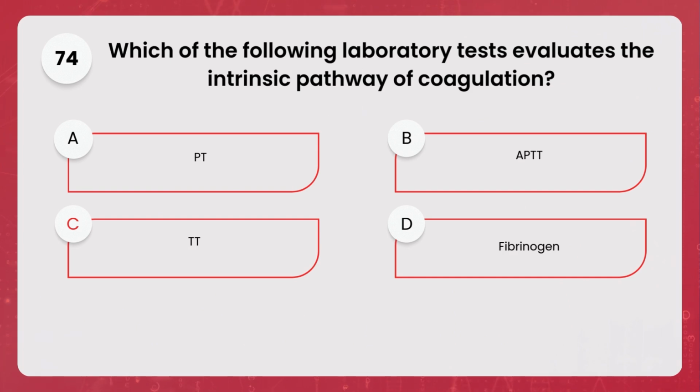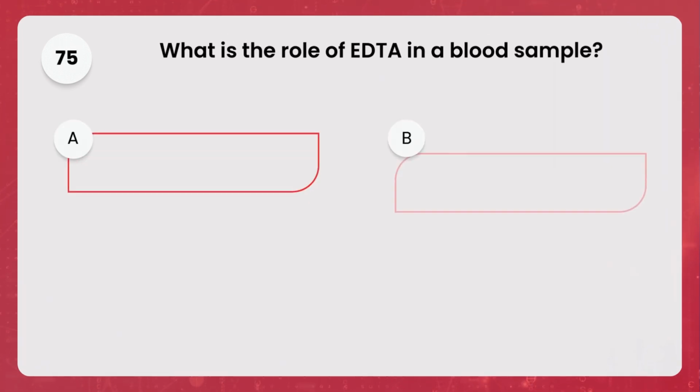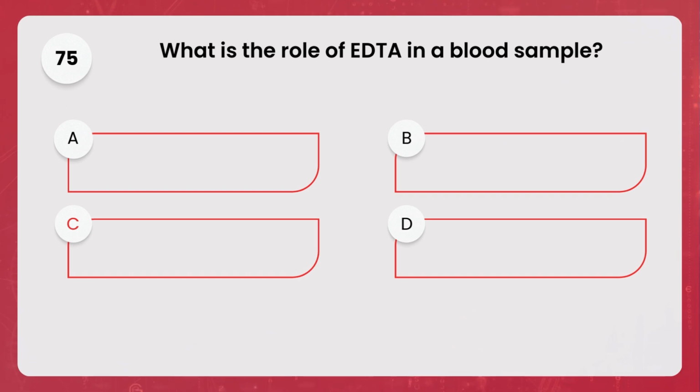Number 74. Which of the following laboratory tests evaluates the intrinsic pathway of coagulation? A. PT, B. APTT, C. TT, or D. Fibrinogen? The answer is B. APTT.